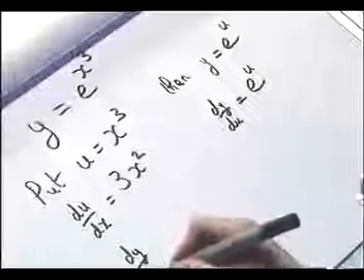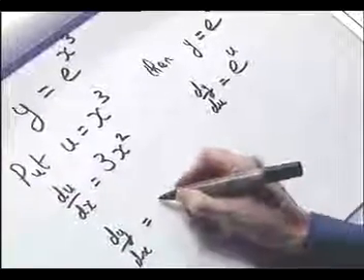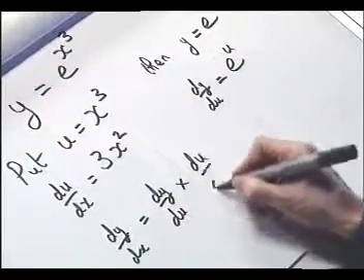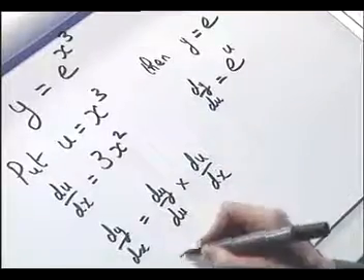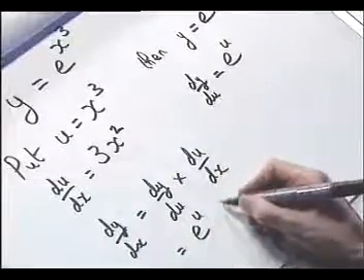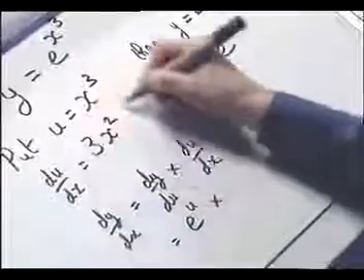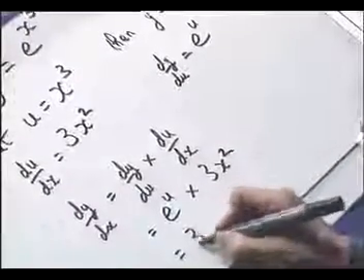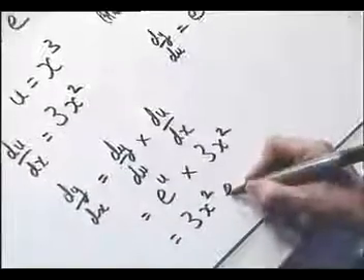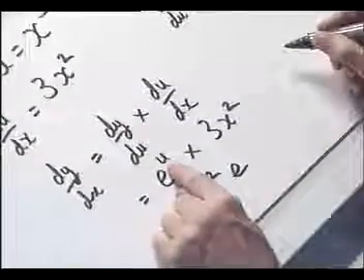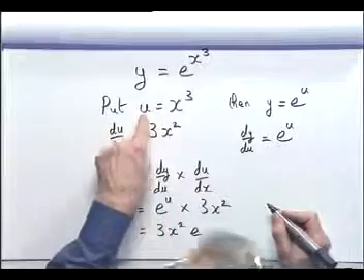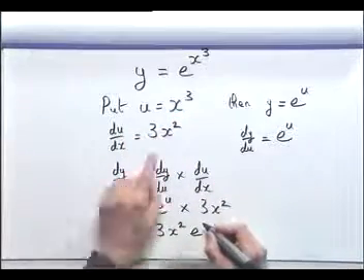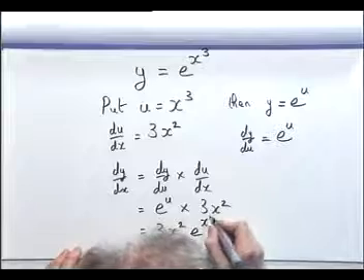Bringing those two bits together to give us dy by dx through the chain rule, dy by dx is dy by du times du by dx. dy by du is e to the power u times du by dx, which is 3x squared. Move the 3x squared through to the front, e to the power, and now we made the substitution that gave us u. We put u equals x cubed, and now we need to reverse that substitution and replace u by x cubed.